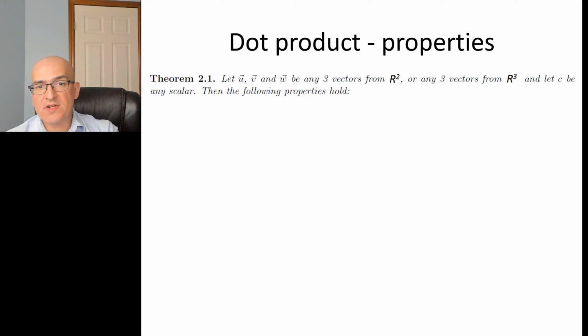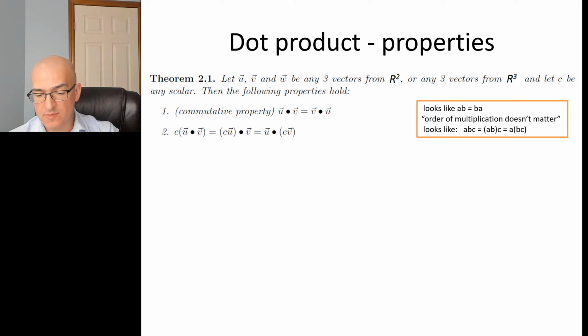Based on this definition of the dot product operation, we could prove the following properties. I'm not going to prove them, I'm just going to state them. The first property, called the commutative property, is that the order of the dot product does not matter. In other words, u dot v is the same thing as v dot u.